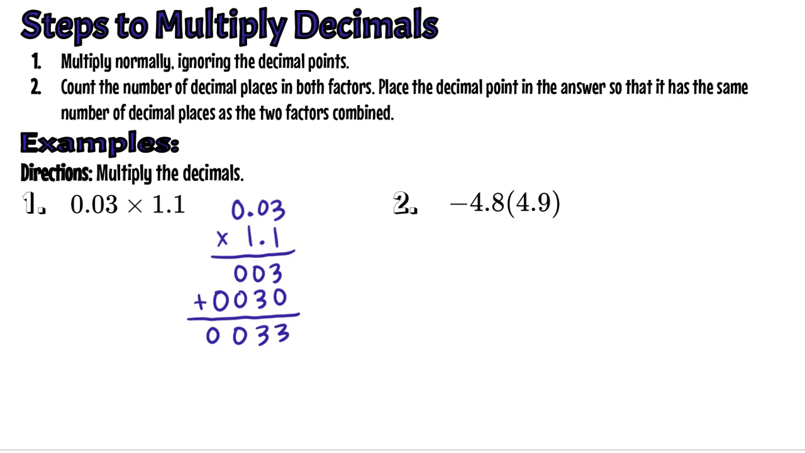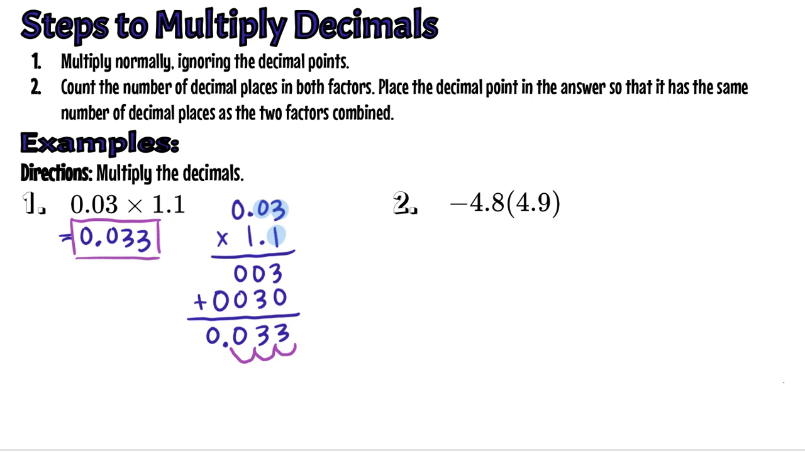So now what we want to do is count the total number of places in our initial factors. So we have 1, 2, 3 decimal places in total. So when we're trying to put the decimal point in the proper place in our answer, we want to count 3 decimal places from the right to the left. So our decimal point in our answer is going to go right there, and that creates 3 decimal places for our answer because there were 3 total decimal places in our factors. So we see that 0.03 times 1.1 equals 0.033.